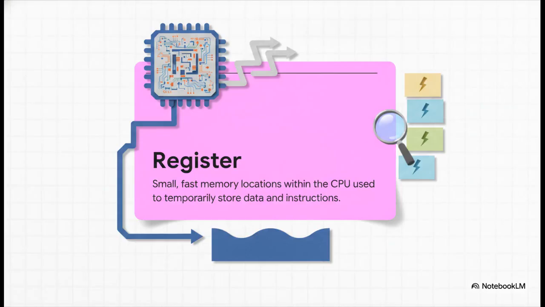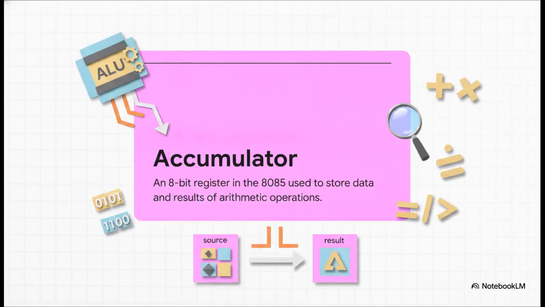Let's rapid-fire through the definitions you need for question 3A, starting with registers. Think of registers as the CPU's quick access scratchpad. Instead of going all the way to external RAM, which takes a lot of time, the processor keeps the data it needs right this second in these small, lightning-fast memory locations. Next up in question 3A is the accumulator.